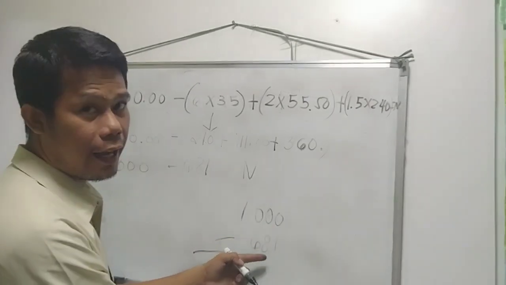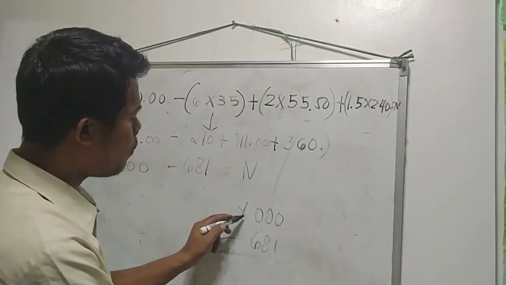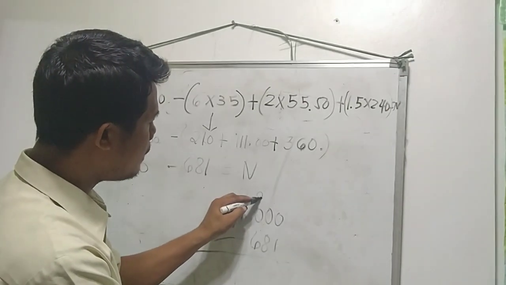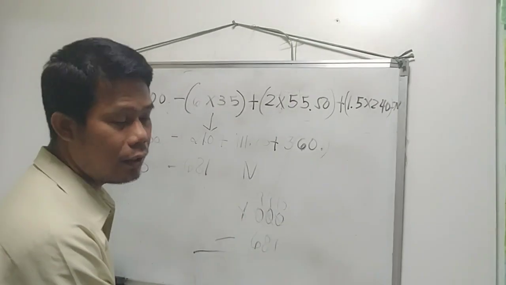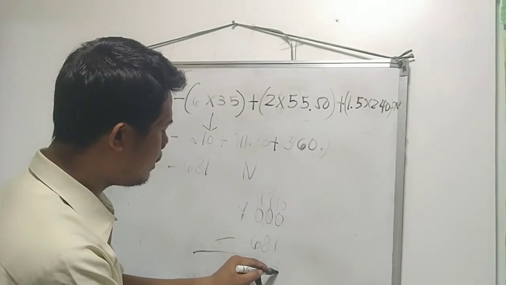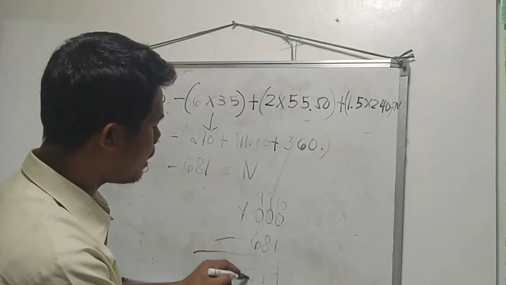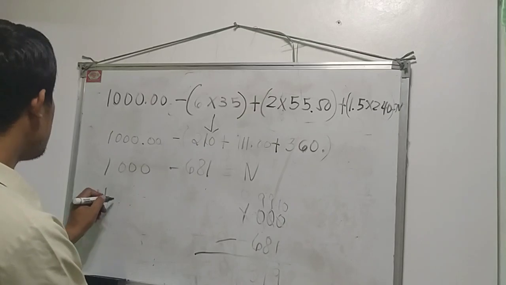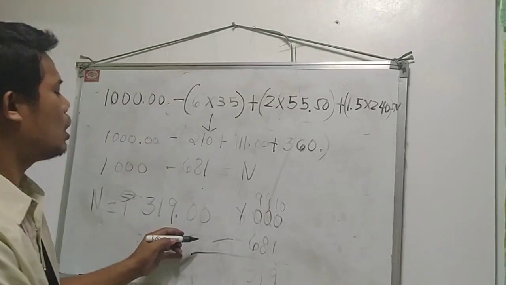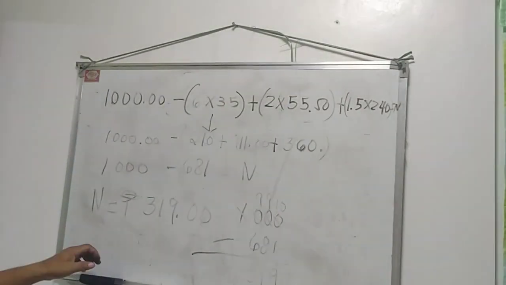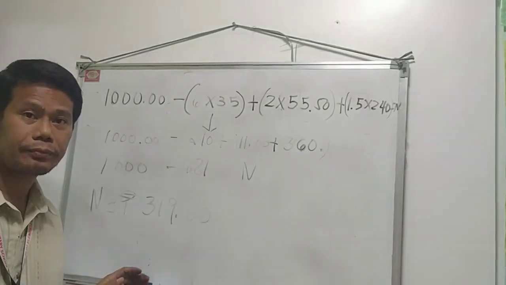Okay, 0 minus 1 cannot be, so we're going to borrow. There is nothing to borrow from here, and nothing here either, so it borrows from here. So 1 becomes 0, 0 becomes 9, 0 becomes 9, then the last 0 becomes 10. Can you follow? Alright. So 10 minus 1 equals 9. 9 minus 8 equals 1. Then we have 9 minus 6 equals 3. So therefore, n equals 319 pesos. So the change of Jade is 319 pesos. Can you follow? Okay, now again.